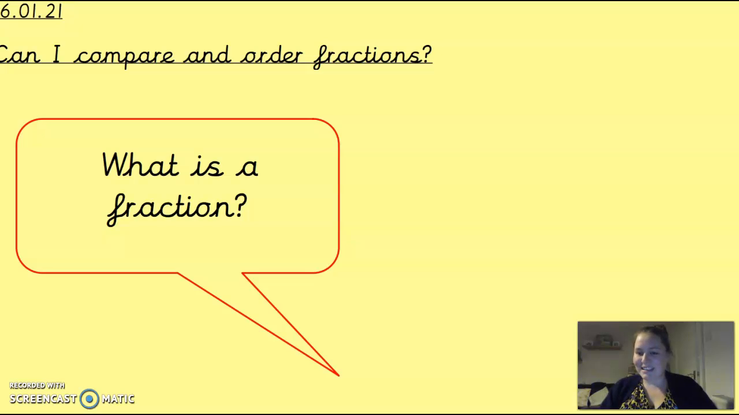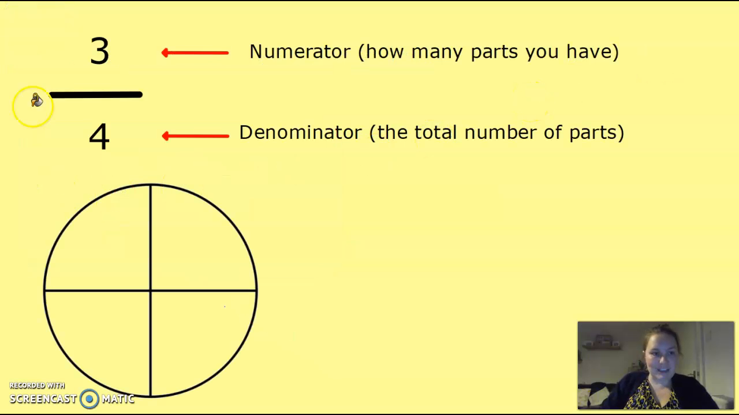Okay, so a fraction is a part of something. Parts of a whole. A fraction is less than one, less than a whole number, and it shows parts of the whole. If we take a look at this fraction here, this is 3/4. I've got 3 on the top and 4 on the bottom. My top number of my fraction is called a numerator, and this shows us how many parts that we have. The bottom number, the 4 here, is called the denominator.